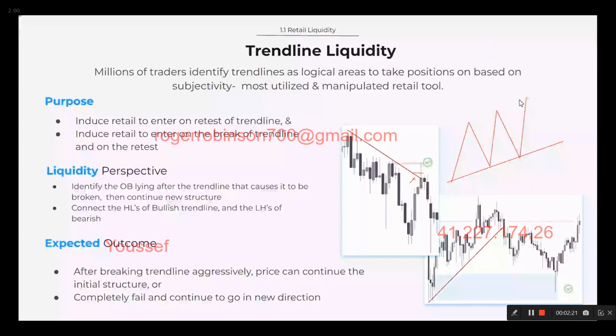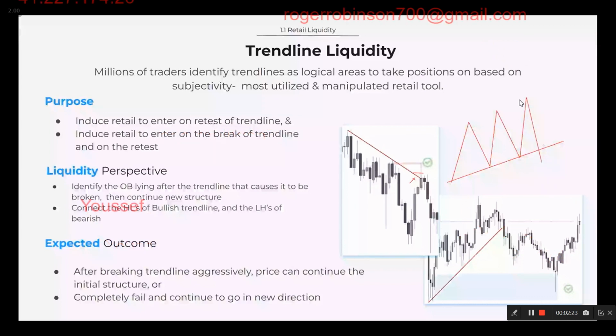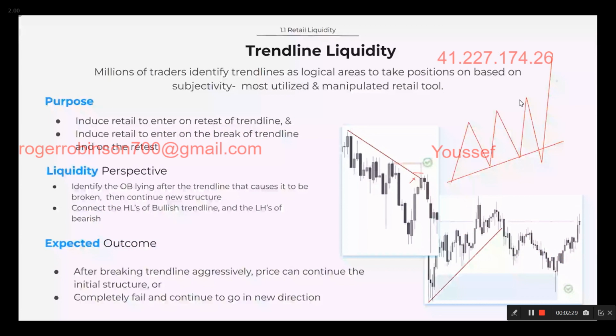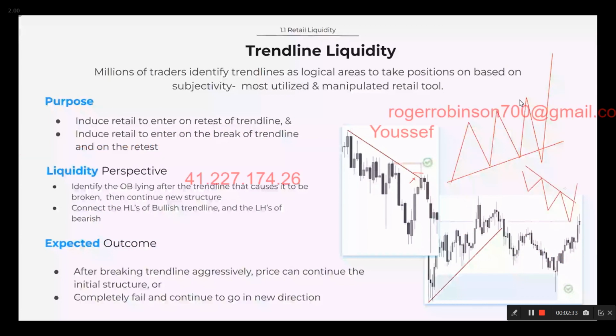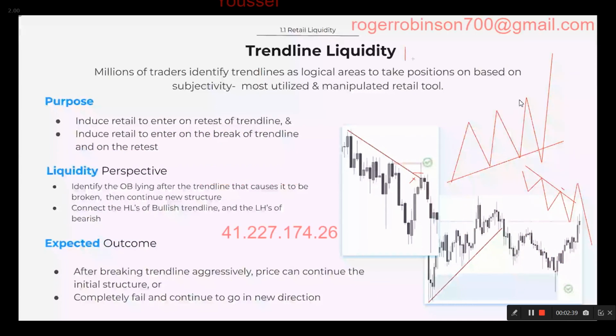We need to expect, one, that the trend line is going to be broken, and then it's going to go higher. So we want to identify the order block that resides below the trend line, right? So we identify the order block below a trend line to go higher. And if we're looking for sells, we want to identify the order block right after the trend line to then go lower. So these two setups are trend line one. These are the trend line one setups.